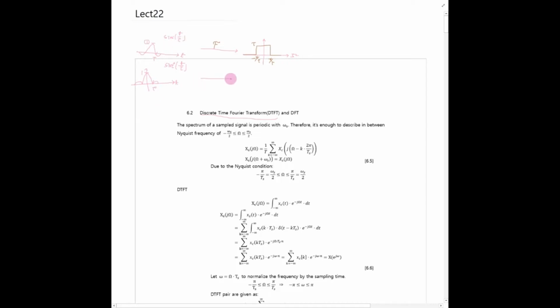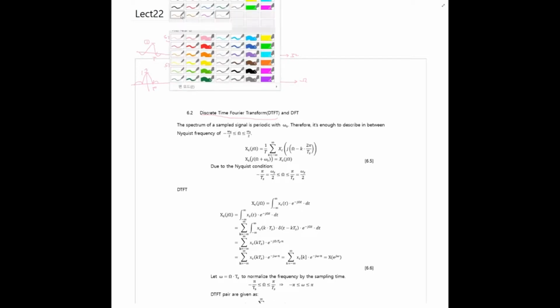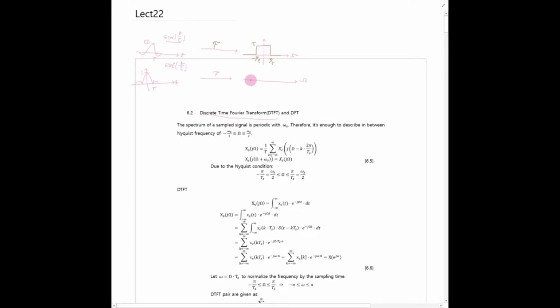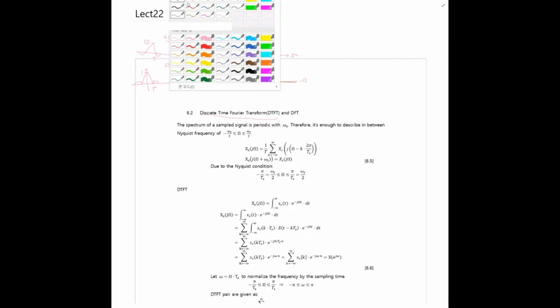What about taking the Fourier transform of this one? In the time domain, it's a product. This sinc function is squared. It means the two sinc functions are multiplied in the time domain. But in the spectral domain, it becomes a convolution. We have the convolution of this rectangular pulse with itself. Then the shape will look like a triangle, like that. This is the spectral domain.